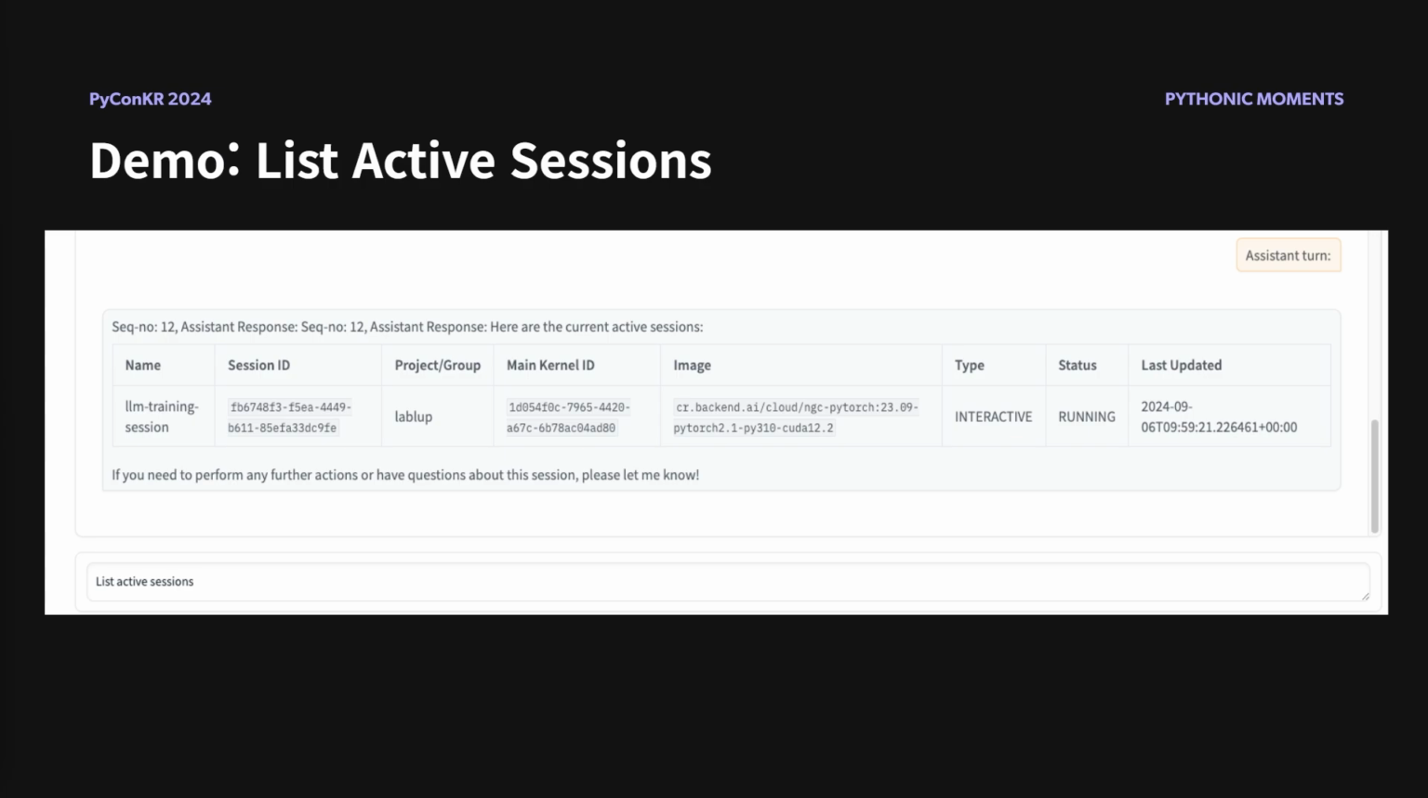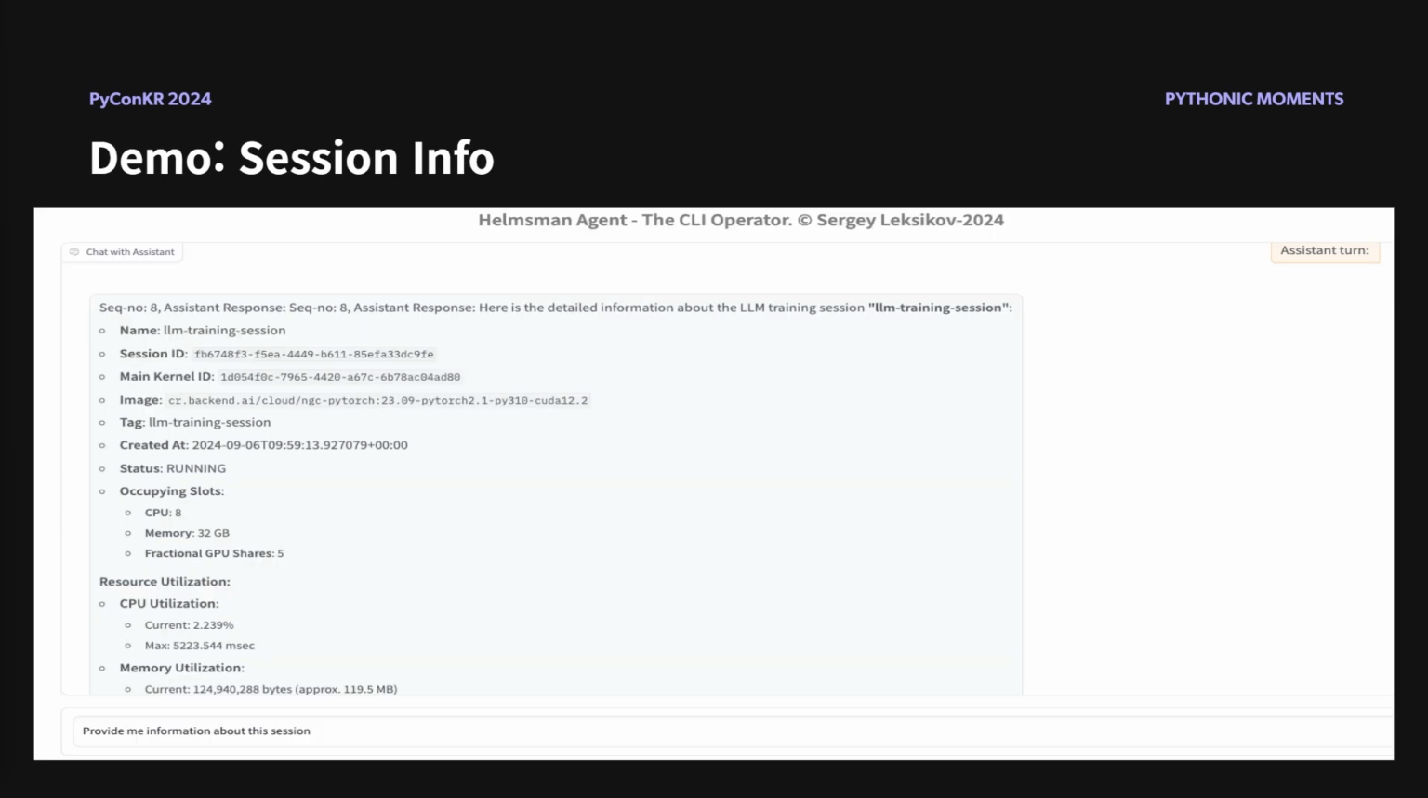Going back to our agent app, let's ask the agent to list sessions, and we can see that this session was listed with this specific session ID. We can ask the agent to provide more detailed information. Now we can see CPU and memory utilization of that session.